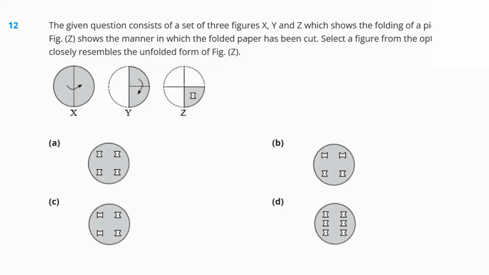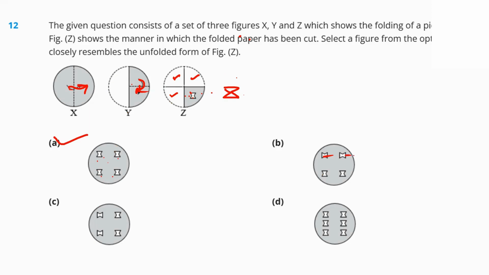Next is a paper folding question. Over here, the paper is folded first into half in this direction, then again into half in this direction, and here this symbol is cut out. So obviously, if this is 1/4 of the part, if you just open up after making this cut, this symbol would appear in all 4 parts. So that's option A. All 4 parts you have this.